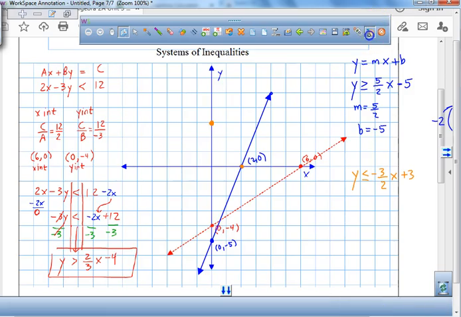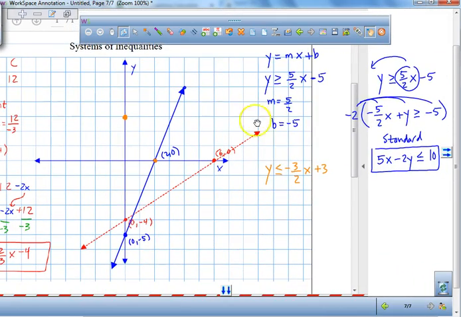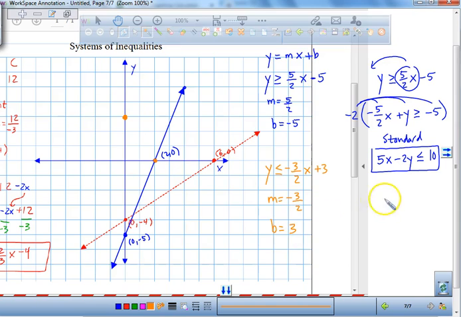Okay? Now, this is what I'm going to graph. So I'm going to graph this guy. I'm going to put m equals, my slope is -3/2. My y-intercept is at 3. And yes, once again, I'm going to show you how to change it into what's called standard form. So this isn't slope-intercept form. I'm going to change it to standard form.